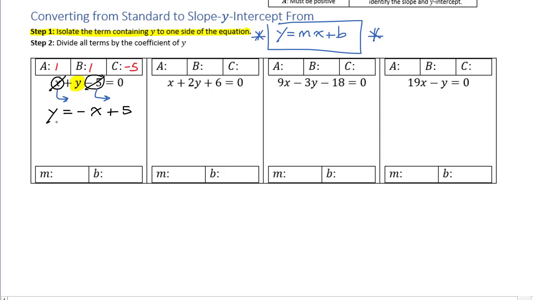How do I know? Well, let me write down below here y equals mx plus b. Look, it's in the form. What's m? M is the number in front of the x. Well, that's a negative 1. We don't see the 1, but it's invisible. What's b? It's positive 5.